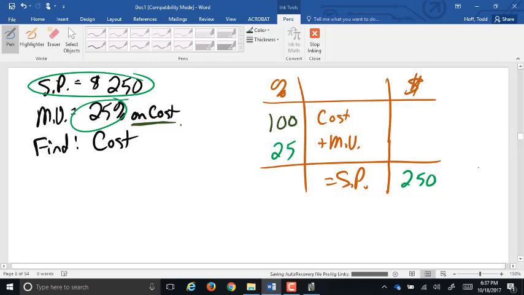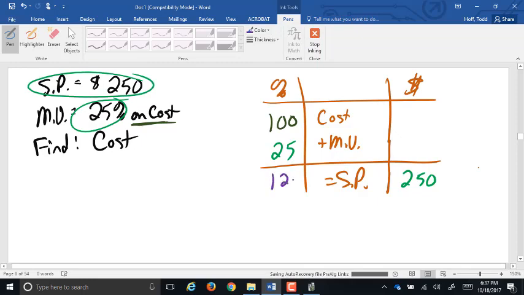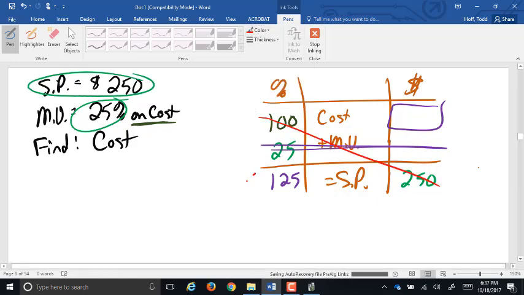The 100% has to go with the cost. So then we can very quickly find that this is 125%. We're looking for the cost. Cross multiply and divide. 200 bucks. I tried to sneak this problem in here. You caught me.